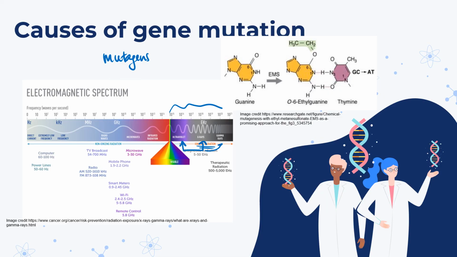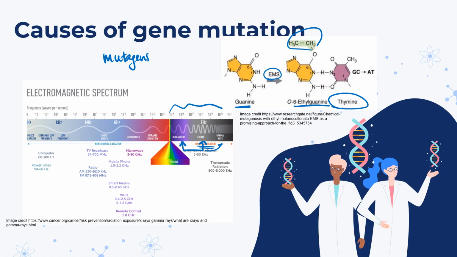We have mutagens like this one, EMS, that causes a change in the nucleotide. Here we're going from guanine to ethyl guanine. We're literally adding an ethyl group to the nitrogenous base. But what that does is it changes our base pairing. So instead of guanine pairing with cytosine, we now have ethyl guanine pairing with thymine. So we can change the complementary base pairing in our DNA, and therefore it's a mutation.